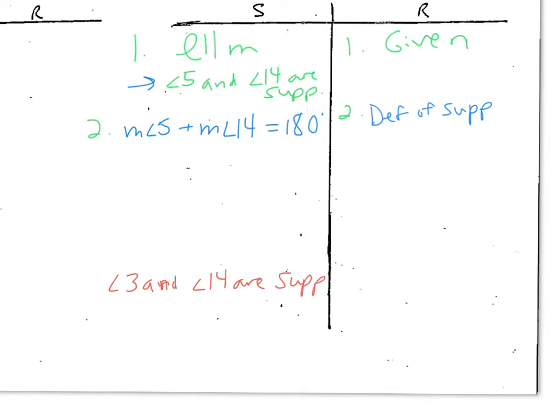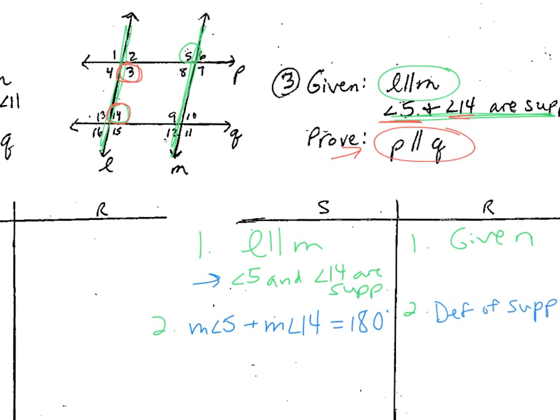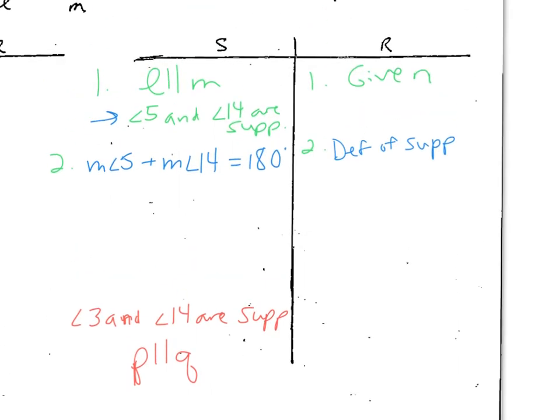are supplementary. Now, I don't have a way of justifying this right now. I'm just thinking that if I knew that, then I could jump to P is parallel to Q. One more time, let's look at our picture. 3 and 14, consecutive interior angles. If they're supplementary, then I know that the lines are parallel, because that would be my consecutive interior converse theorem at the end.